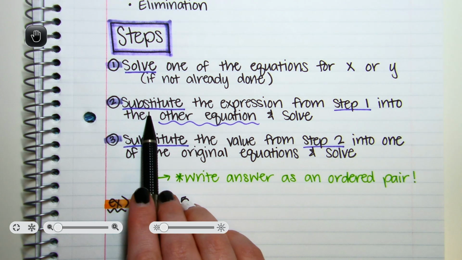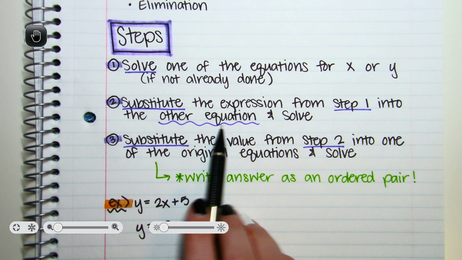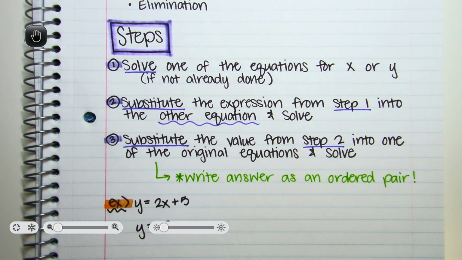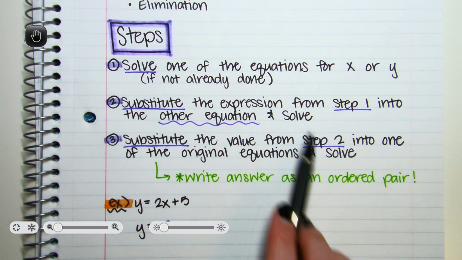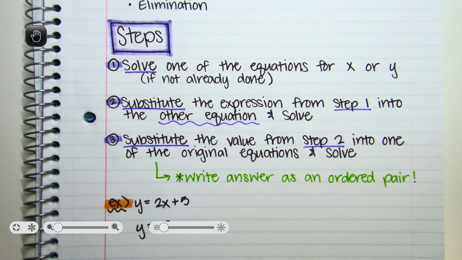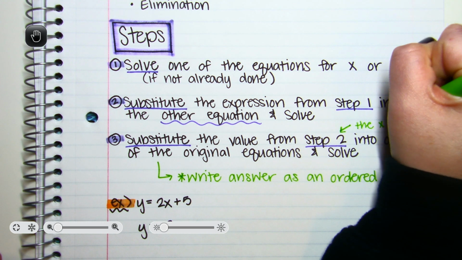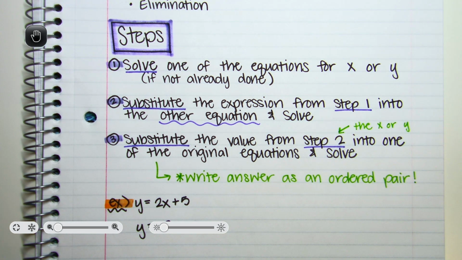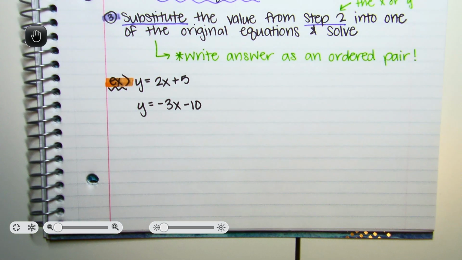Step two, substitute the expression from step one into the other equation and solve. Step three, substitute the value that you got in step two, so either your x or y value, into one of the original equations and solve to get your other letter, and then you'll write your final answer as an ordered pair. So let's go ahead and look at an example.